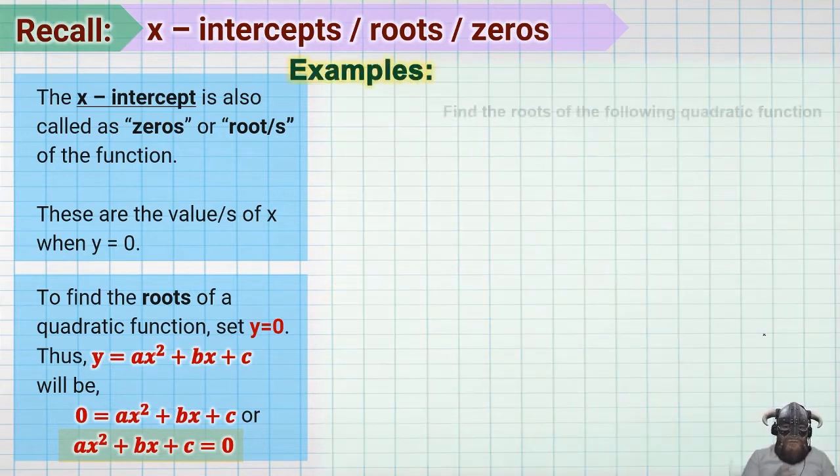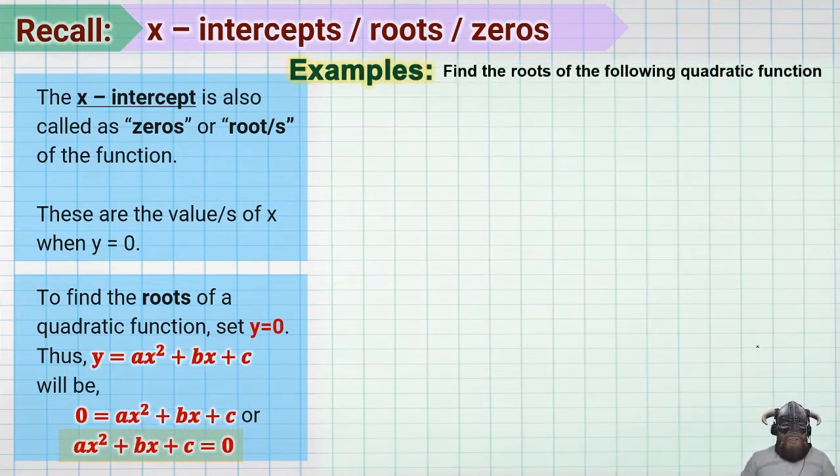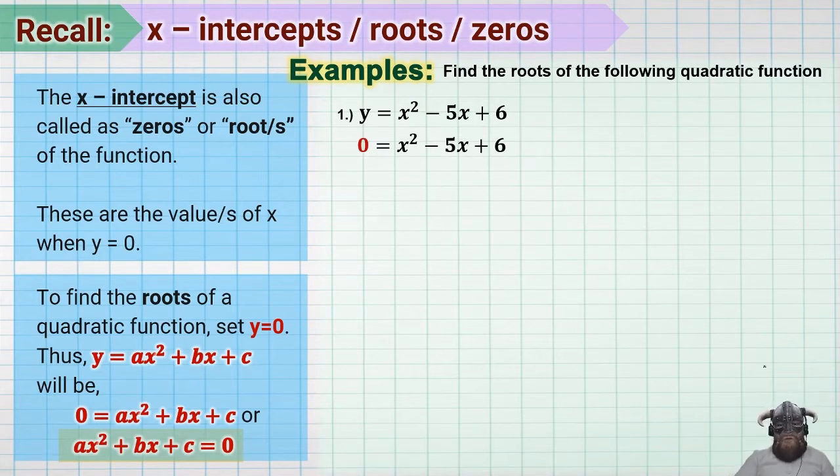And just to elaborate on that, let's have some examples. The instruction says find the roots of the following quadratic function. Example number 1, we have the given y is equal to x squared minus 5x plus 6. Ano yung pwede natin gawin sa una? We have to set our y to 0 kasi nga kailangan natin mahanap yung x-intercept o yung roots ng itong quadratic function na to. Using symmetric property, we'll make it a quadratic equation that looks like x squared minus 5x plus 6 is equal to 0.